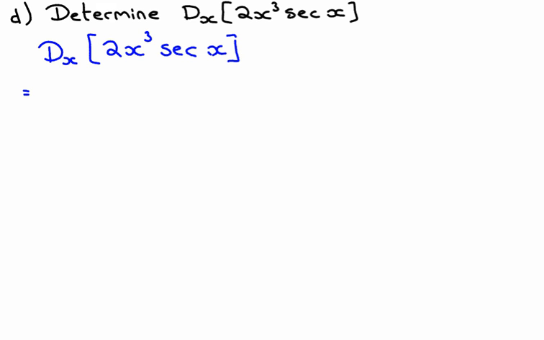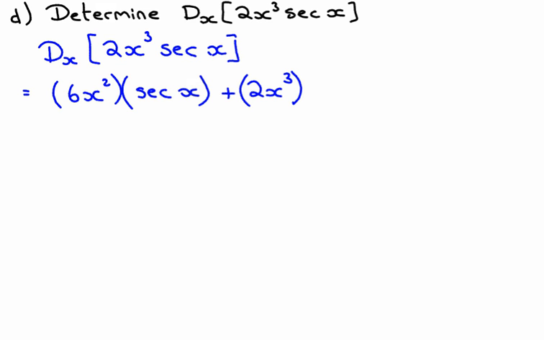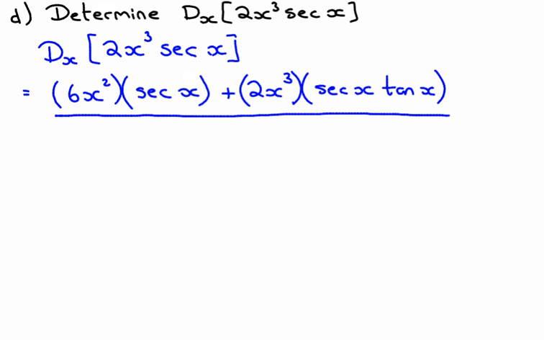Remember how the product rule works. I'm going to find the derivative of the first function, so I'm going to find the derivative of 2x cubed, which is 6x squared, and multiply it by the second function as is. Then I'm going to add the first function, 2x cubed, multiplied by the derivative of the second function. If you look back at your table, the derivative of sec x is sec x tan x. And usually you wouldn't be expected to simplify in any way, so we can actually leave our answer just like that.